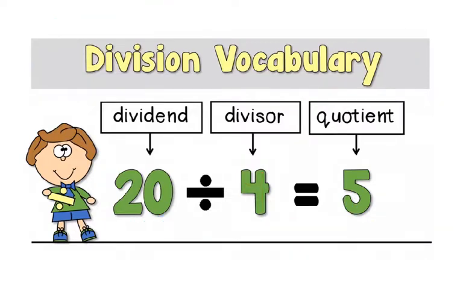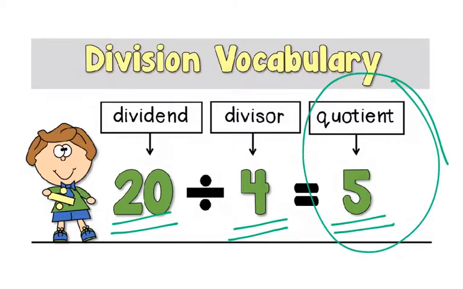So as a review, first number, the total number of items, is your dividend. The number you're dividing by, or the number of groups, or the number you're counting by, will be your divisor. And the answer when you divide is your quotient. This is probably the most important word, the quotient. You'll definitely hear a lot about that in third grade.